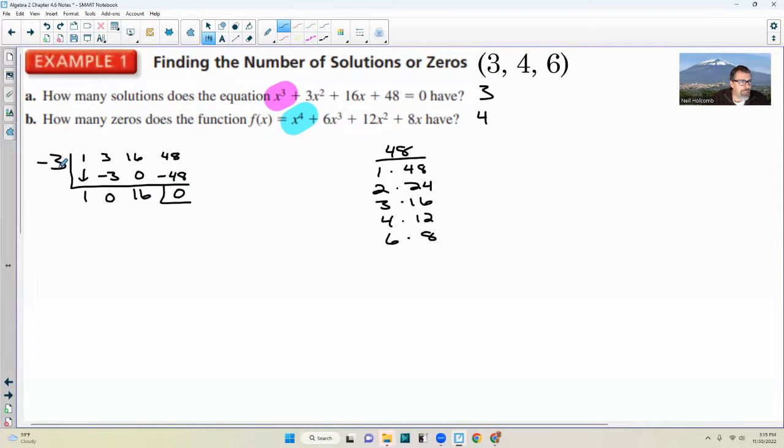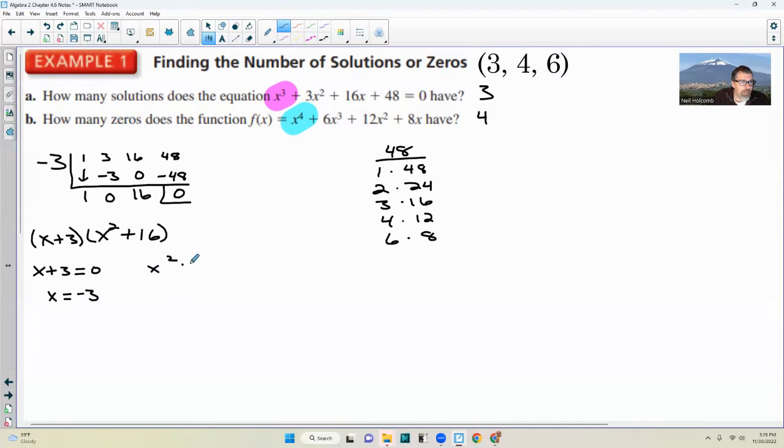And I like to put a box there to show that that's the remainder. So if negative 3 is a solution, then x plus 3 is a factor. And then this is the polynomial left over after constant, linear, quadratic: x squared. So that's 1x squared plus 0x plus 16. So those are the two factors there. And so, if x plus 3 equals 0, then x equals negative 3.